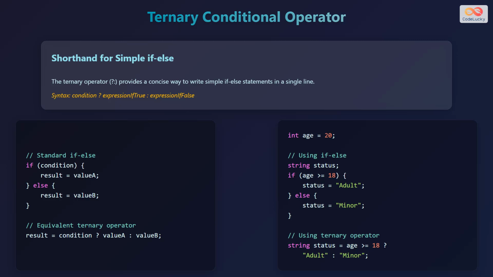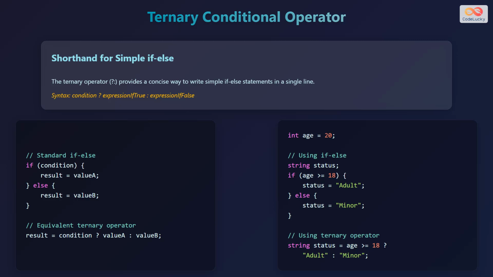First, the condition is evaluated. If the condition is true, the first expression before the colon is executed. If the condition is false, the second expression after the colon is executed. Here is an example of the standard if-else structure. If condition is true, result equals value A, else, result equals value B. The equivalent ternary operator assigns result the value of value A if the condition is true, otherwise it assigns value B.